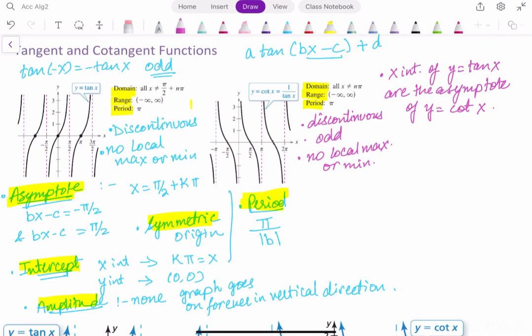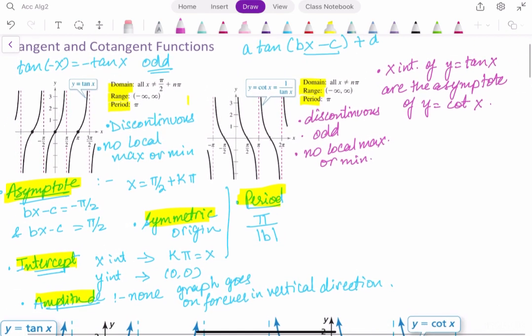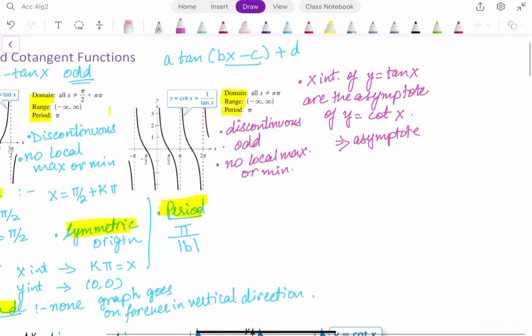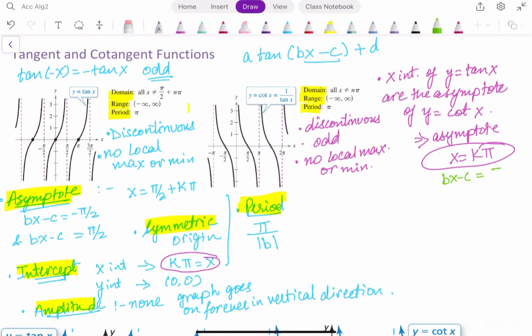And then we will write about the asymptotes. Remember what we said, the asymptotes are nothing but the x-intercepts of the tangent function. So the x-intercept was k pi, so the asymptote in this case will be k pi. And you can see from the graph, we can see the dotted line at pi, and the period is pi. So at every pi we are looking for an asymptote.